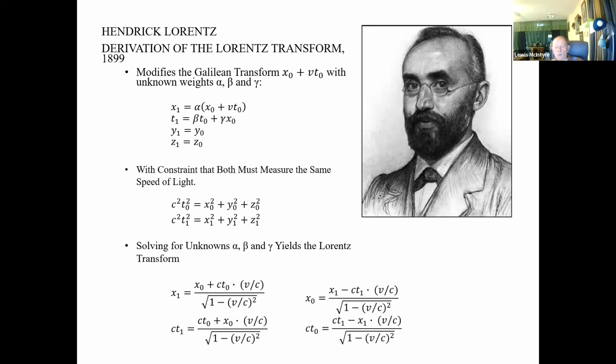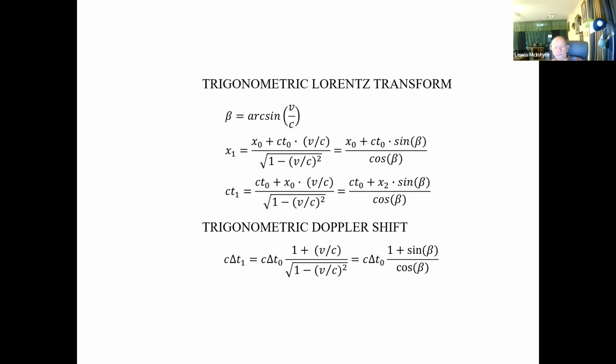I'm going to therefore offer my own explanation. I use the trigonometric form of the Lorentz transform with the velocity angle beta equal to the arcsine of V over C. This gives an excellent geometric view of the Lorentz transform.